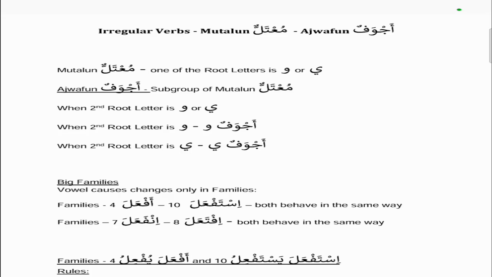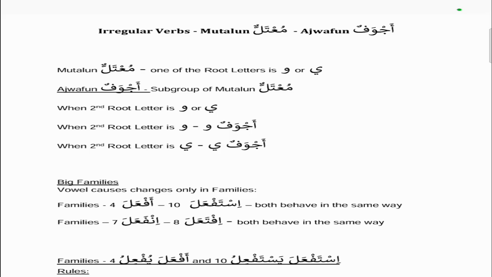So we move on to the next chapter of our curriculum, which is irregular verbs, and it's a subgroup of muta'alun called Ajwafun. If you remember, the muta'alun is when one of the root letters is a wa or ya. Ajwafun is a subgroup of muta'alun, when the second root letter is wa or ya. When the second root letter is wa, it's Ajwafun wa. When the second root letter is ya, it's called Ajwafun ya.